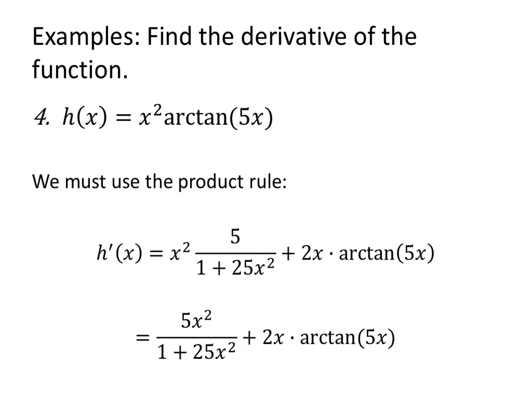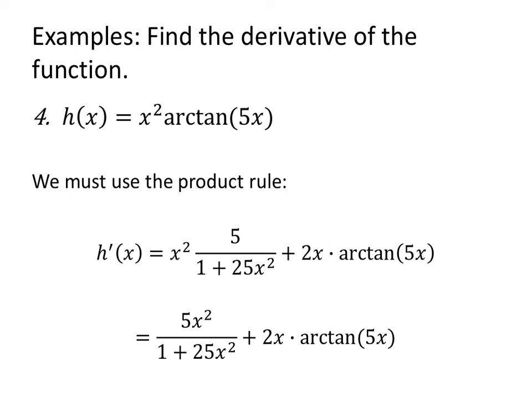If h of x equals x squared times the arc tangent of 5x, we have to use the product rule. I consider x squared to be my first function and the arc tangent of 5x to be my second. So we have first, derivative of second. The derivative of arc tangent of 5x is the derivative of 5x, which is 5, over 1 plus 5x all squared, so that's 25x squared. So first times derivative of second, plus second, the arc tangent of 5x, times the derivative of the first. Derivative of x squared, 2x.